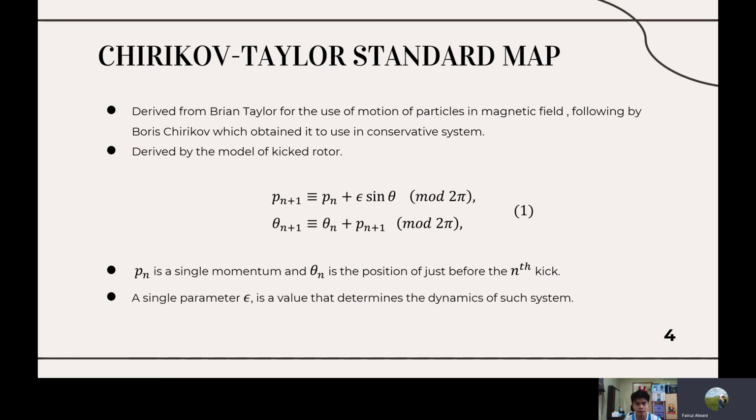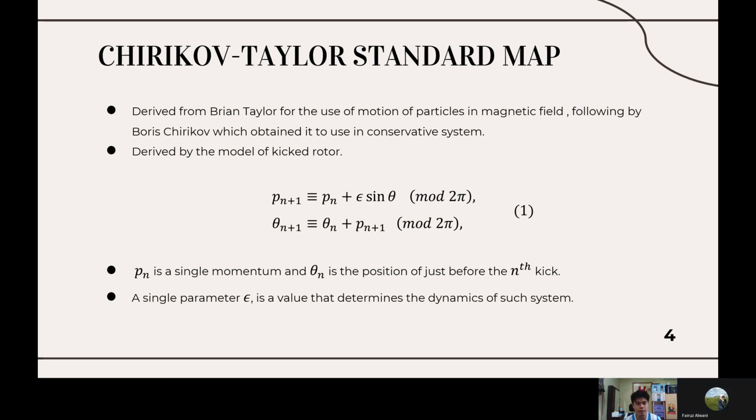So let's talk about the Chirikov-Taylor standard map. Briefly about the history, the standard map is derived from Brian Taylor, who used it for the motion of particles in a magnetic field. It was followed by Boris Chirikov, who obtained the standard map and used it in the conservative system.